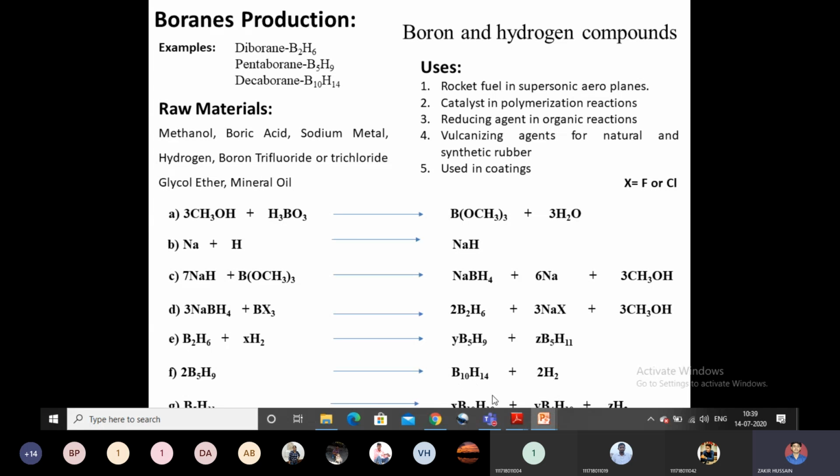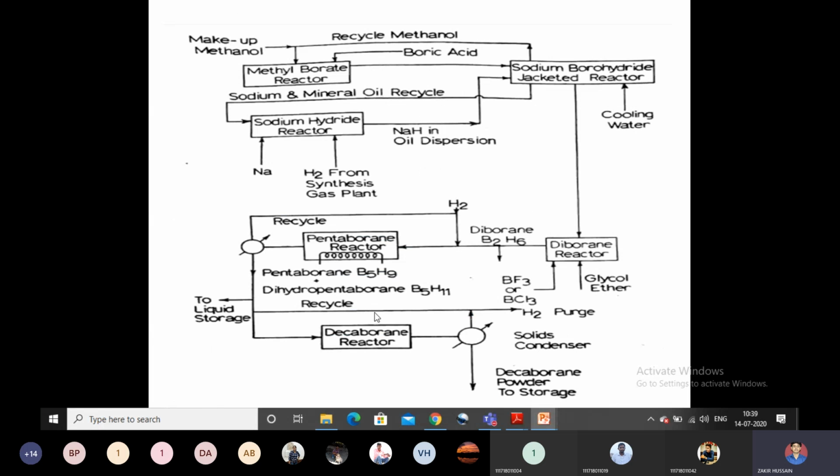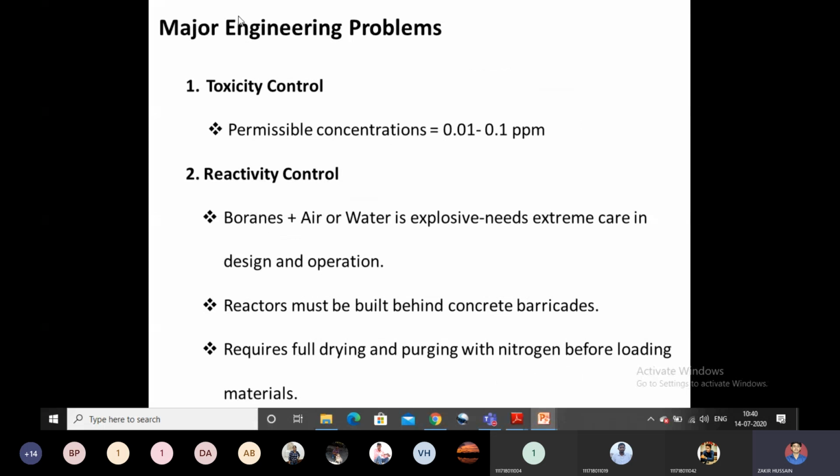There is a liberation of small molecules of tetraborane. Reactions F and G will take place in the decaborane reactor. The H2 left behind from the pyrolysis reaction is just purged as an H2 purge. So the final product obtained is decaborane powder. This is the overall briefing about the flow sheet. Hope it is understood.